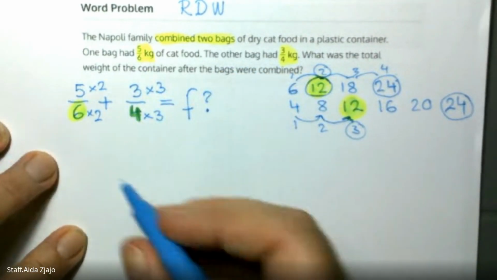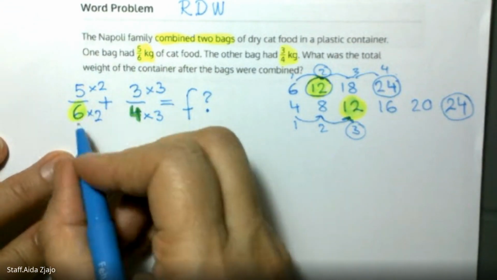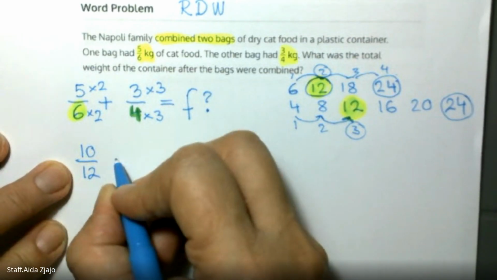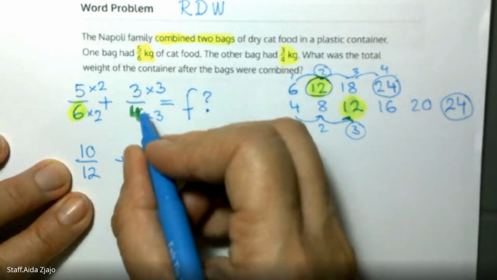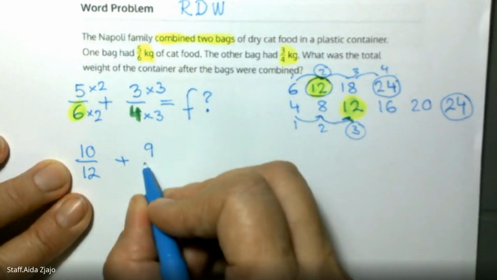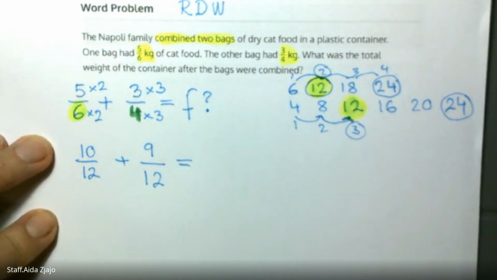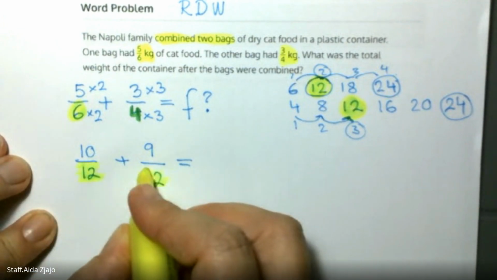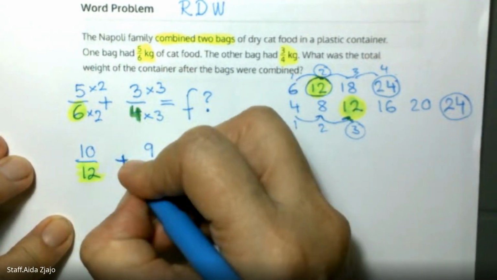So 5/6, if we show the drawing, it should show us that 5/6 is going to be 10/12. 5 times 2 is 10, 6 times 2 is 12. 3 times 3 is 9, and 4 times 3 is 12. Now, when denominators are the same, we can add. We can add pieces that are the same size.